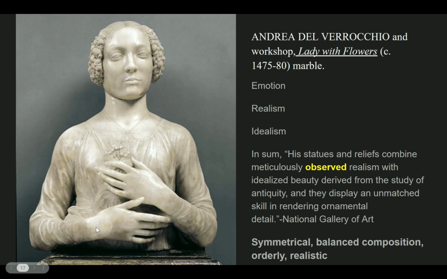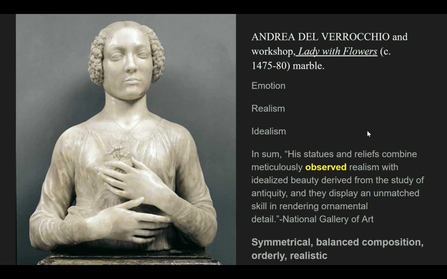Her clothing looks realistic. I mean, consider how this is marble. This is stone. And he's made this look like a thin cloth. He's made the hands look like hands. So incredibly skilled. There's this sense of symmetry. It doesn't need to be perfectly symmetrical. This balanced composition, this sense of order, and realism. And so we see these key components play out in our High Renaissance.